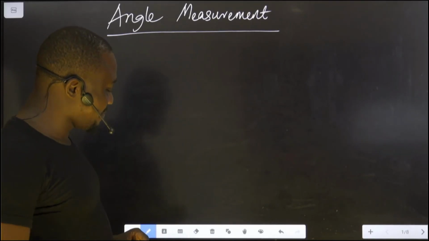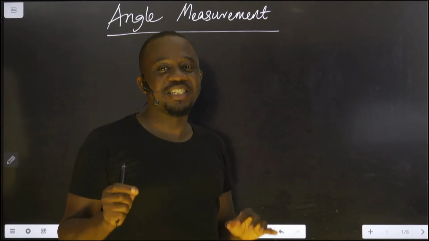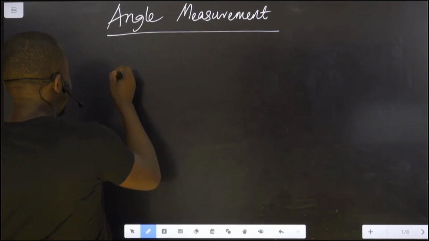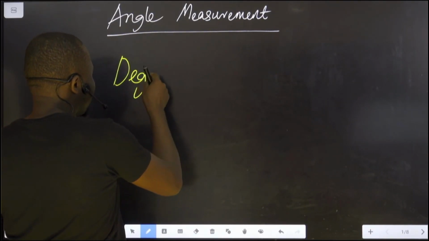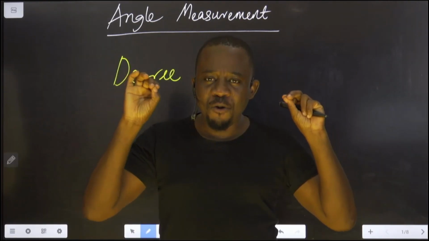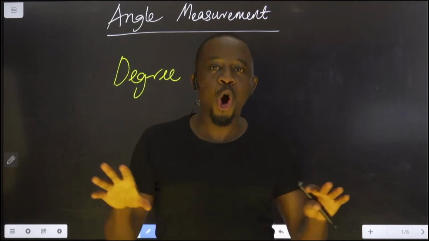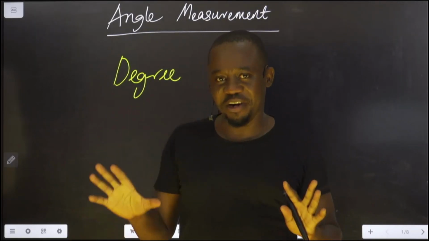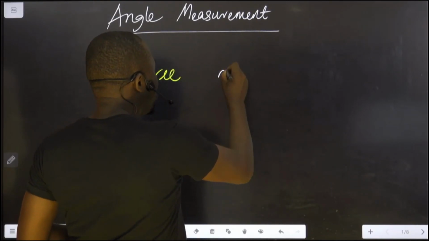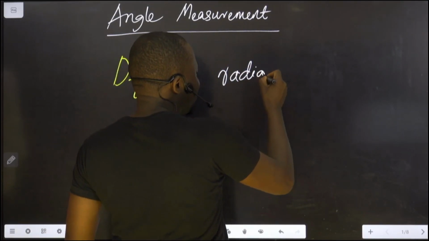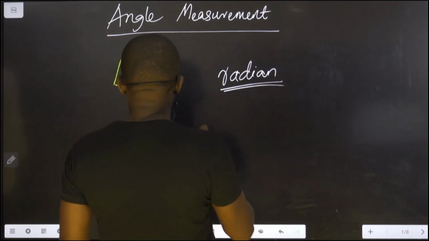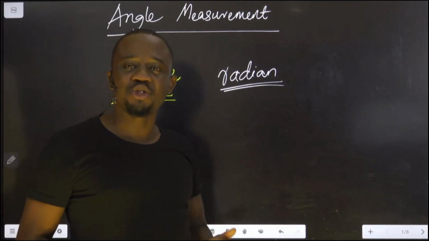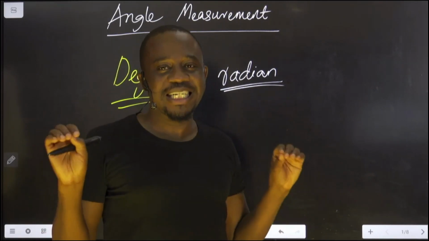Angle measurement. You will agree with me that generally angles are measured in what? In degrees. If you meet a real mathematician, or in computation, in programming, radians are preferable. So you will see that in computation, radians are used instead of what? Degrees. So what is the difference between the two? That's what we're going to look at in this session.